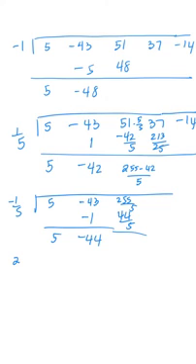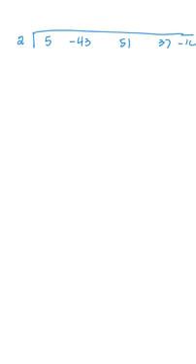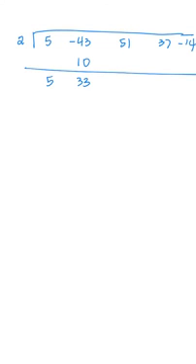And let's go to another page to do the 2. All right, let's try. So we had 5, negative 43, 51, 37, negative 14. So we bring down the 5. 2 times 5 is 10. When we add, we get negative 33.